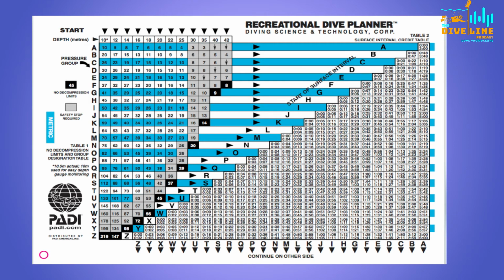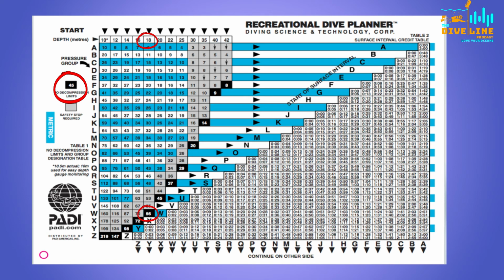You'll notice on the first page of the RDP, there are some greyed out boxes. This means there is a safety stop required. Your safety stop is at the end of the dive at 5 meters for 3 minutes. This just helps reduce the amount of nitrogen in your system. You'll also see some black boxes. These are your no decompression limits. This is the maximum amount of time you can stay underwater for that given depth. As a newly qualified open water diver at 18 meters, that's 56 minutes.